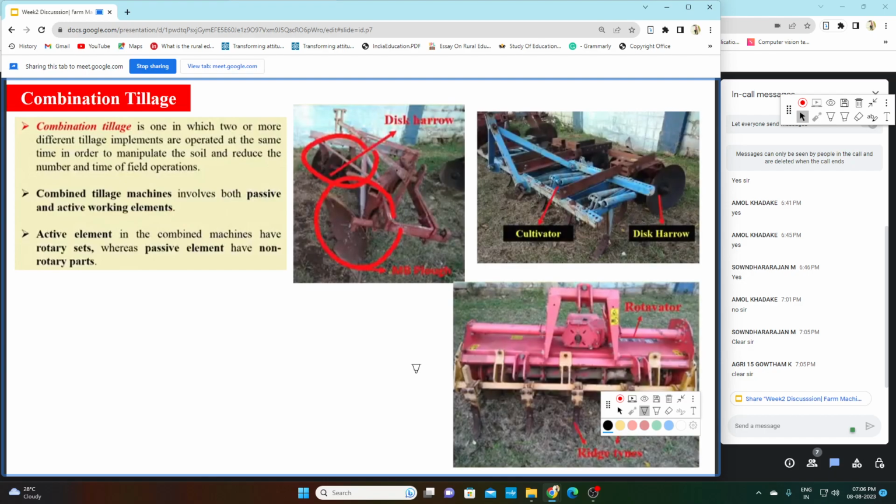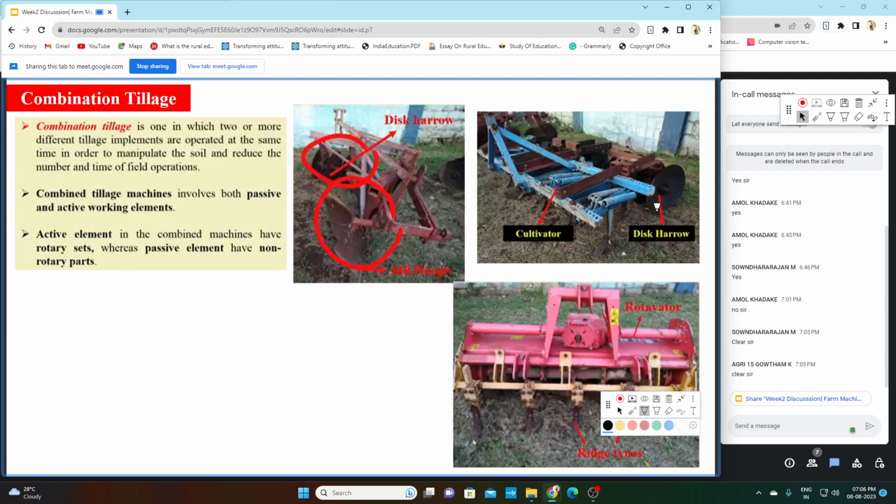So what is combination tillage? I have told you in the previous class what tillage is. Now combination tillage: if you are using two different types of implements for tillage, that type of tillage is known as combination tillage. You can see in this diagram, this is a disc harrow and this is your moldboard plow. So this is a combination tillage implement.